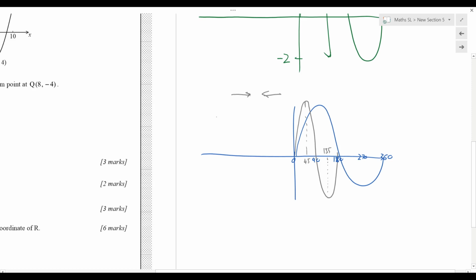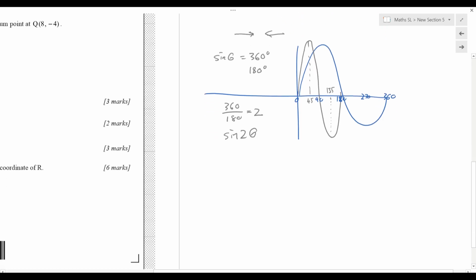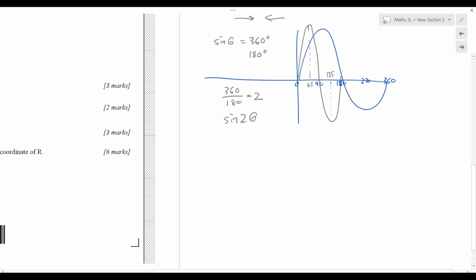Normally in a sine graph, it takes 360 degrees to complete one period. But in the graph here it only takes 180 degrees. So guess what we do? We simply go 360 divided by 180 equals 2. Therefore, this is not a sine theta graph, it's a sine 2 theta graph. It's just that simple.